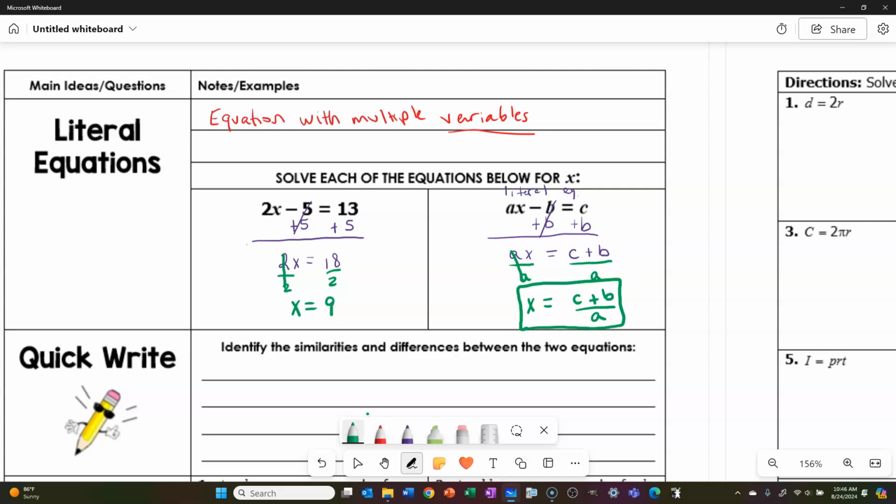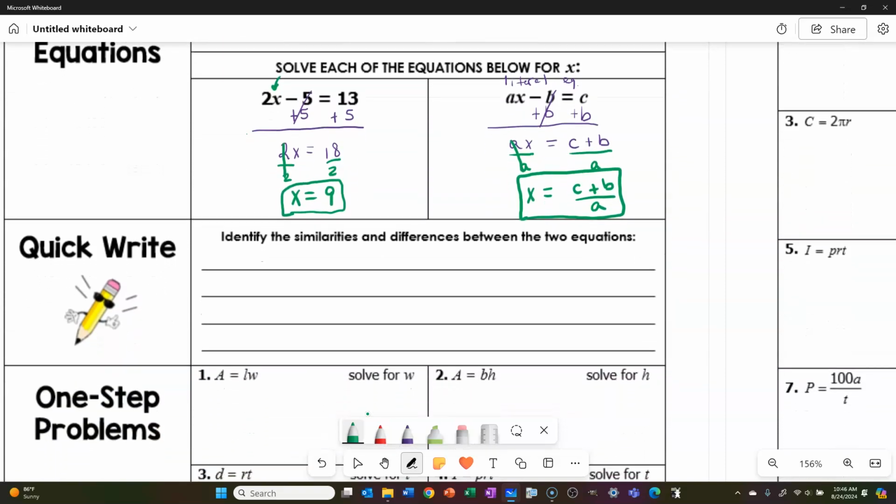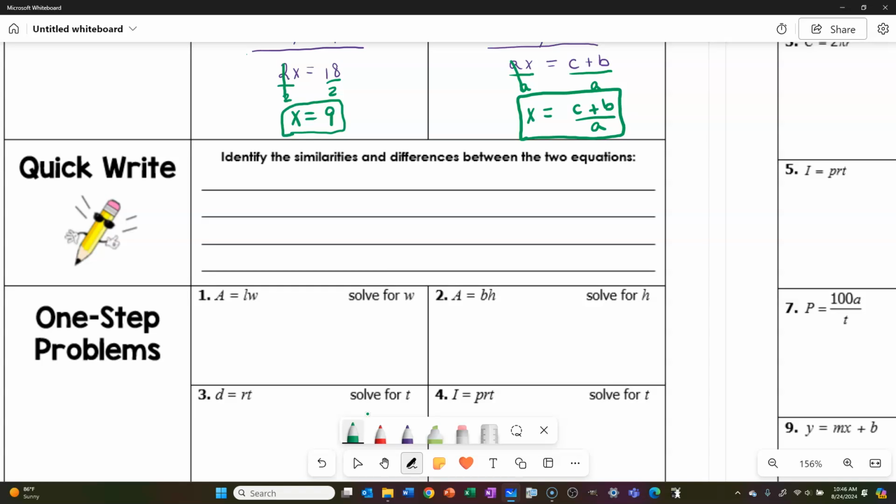So our answers are quite different in these literal equations because we don't get a number. Like over here, we got x equals 9, which is super nice because we could plug it in and see if it works, and we know that we did it right. Whereas with this literal equation, we're just kind of rearranging it, getting a variable by itself. So some similarities and differences that you might have noticed. They'll both use the opposite operations, right? In both kinds of equations, we will use the opposite operation.